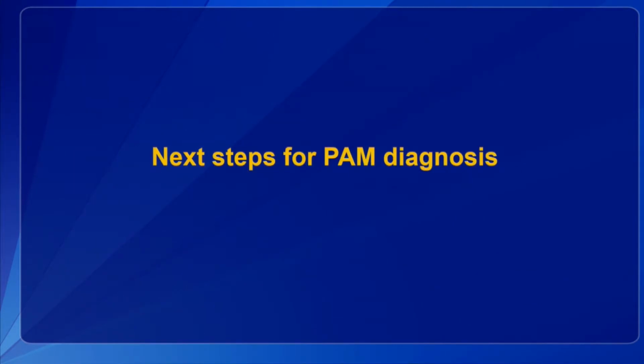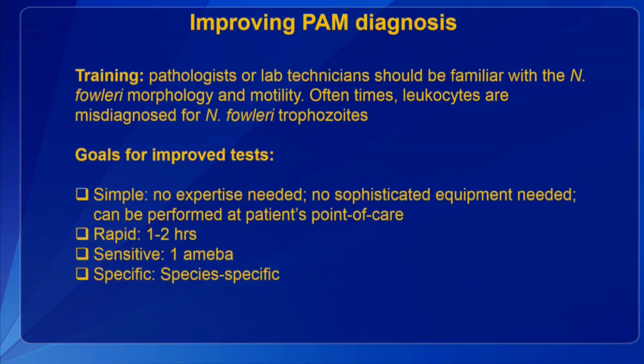So now I'll talk about how we can improve PAM diagnosis. One way we can improve the PAM diagnosis is by training the pathologists or laboratory technicians so that they can become familiar with Naegleria fowleri morphology and motility. As I mentioned, leukocytes are often misdiagnosed for Naegleria fowleri.